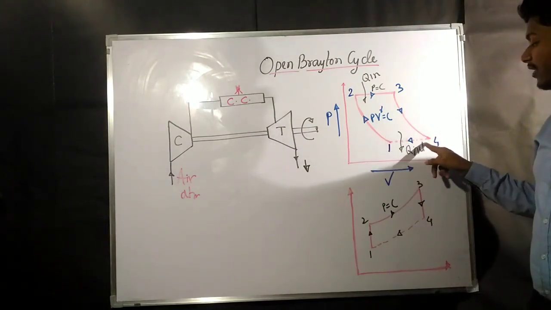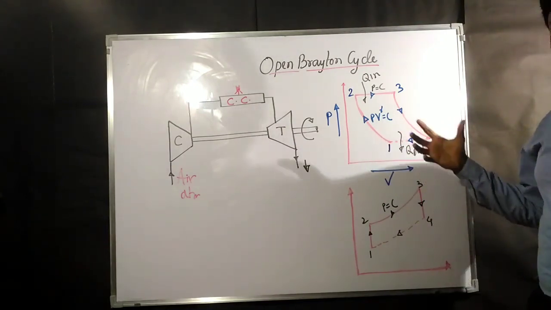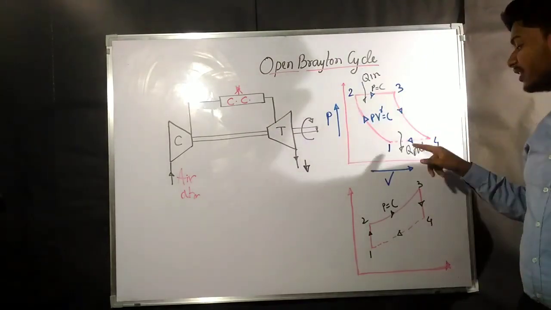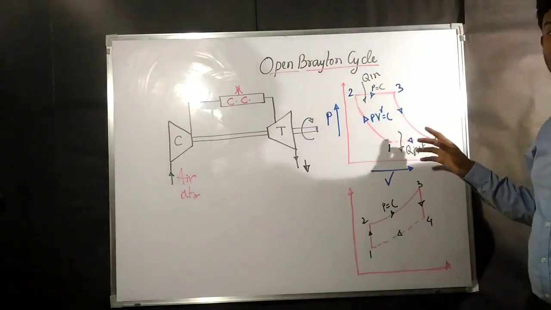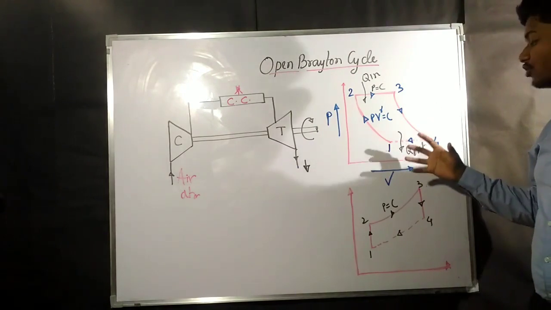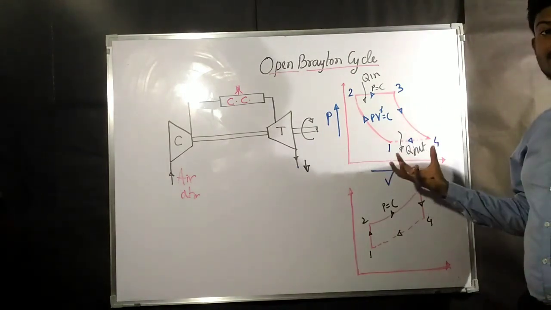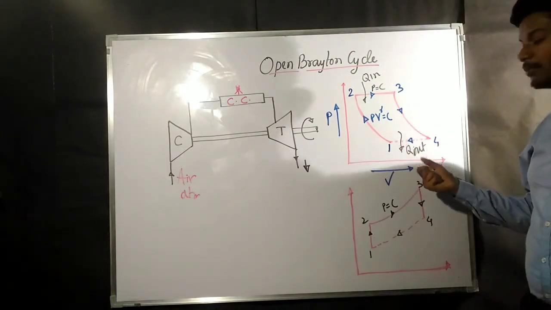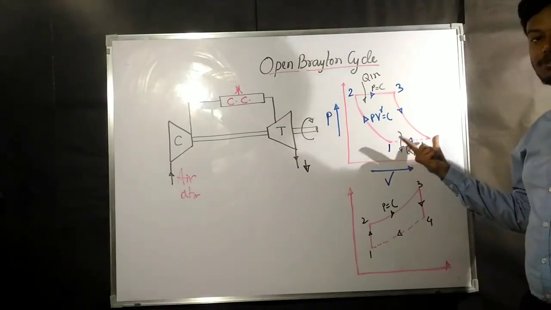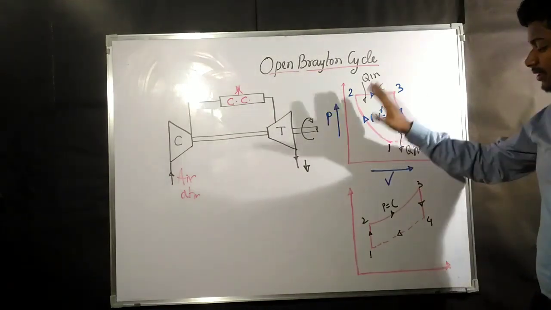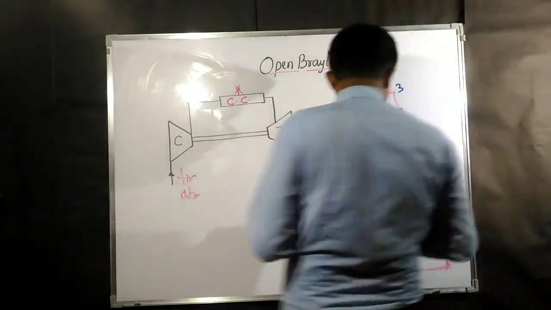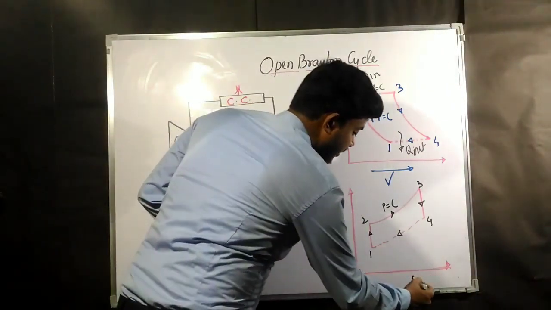Now we have said that this is the exhaust process, and in the assumptions we have also said that whatever the expansion exhaust process is there, that exhaust process is going to get replaced with equivalent heat rejection from the system. So this is the heat rejection process from the system. Same thing if you draw it on the TS diagram.